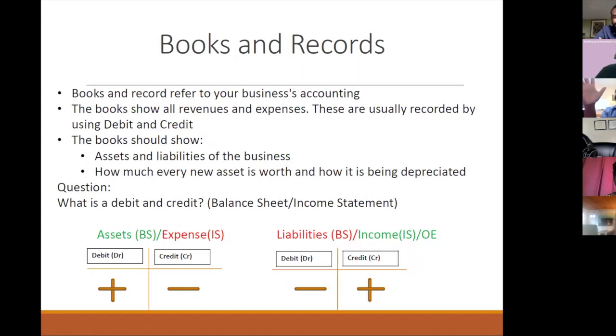I think I want to focus on books and records, because that's where people seem to be pretty interested in what's going on. Books and records refer to your business accounting. The books show revenue and expenses. They are usually recorded by using a debit and a credit, and this is one of my favorite topics. It's something that we call the T account. The books show the assets and liabilities of a business.